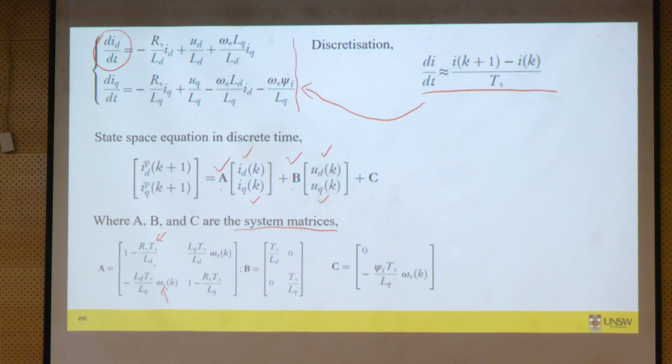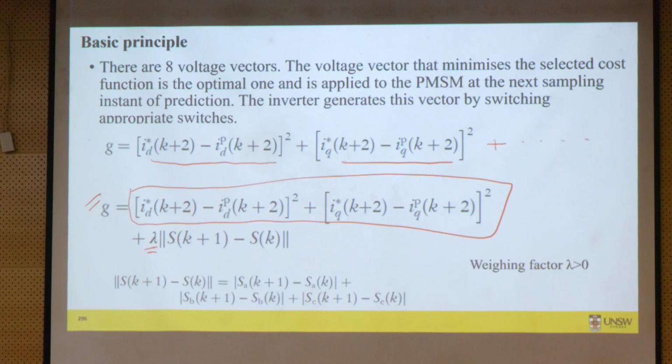So if we only use this one, here you have only one cost function, right? It's only the current. Then you can use I alpha, I beta as well, okay? But if you want to also include switching loss minimization, then finding this weighing factor is very difficult. That's what he's saying. With alpha beta frame, finding this weighing factor is even more challenging.